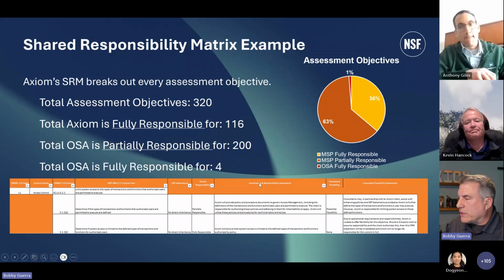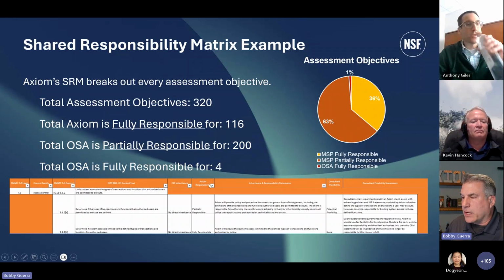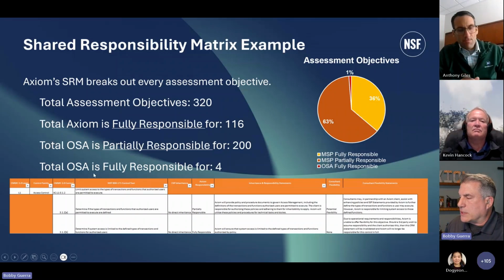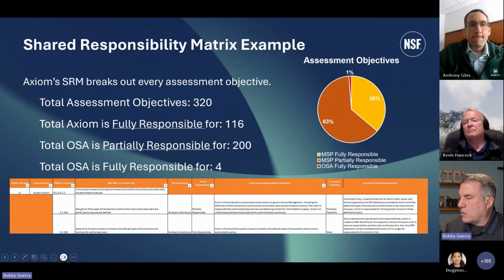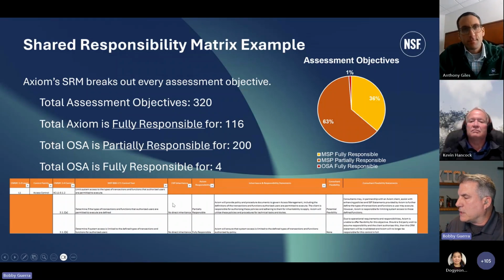All right, well, I just want to briefly talk about the columns so that people can understand what this screenshot is really meaning. Obviously this is the actual assessment objectives. Here's the statement: limit system access and control. Here's the assessment objective listed here.